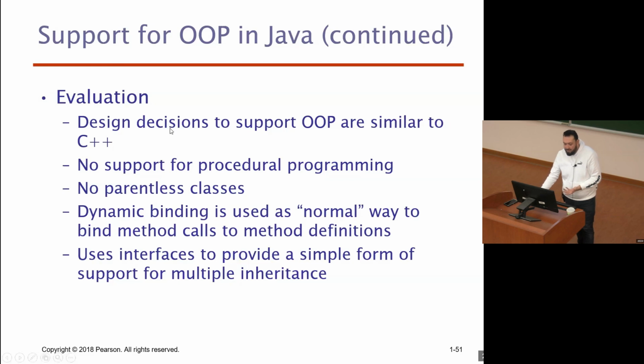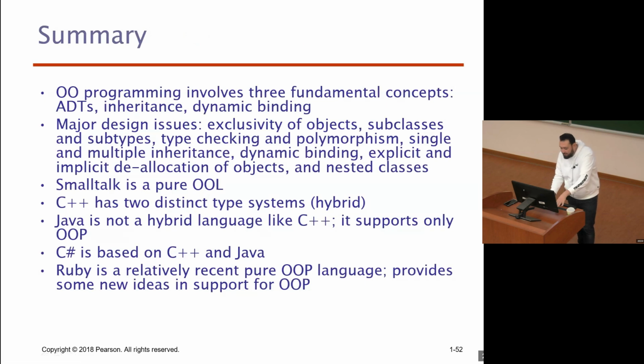The evaluation of the design decisions to support OOP is similar to C++. No support for procedural programming, no parentless classes, dynamic binding, use of interface, all of these things. And then we left a summary. Also, this is from the slides of the book.